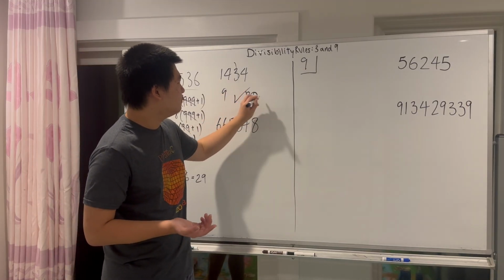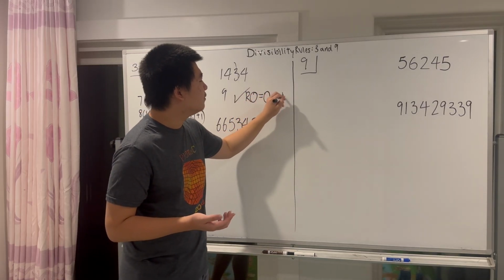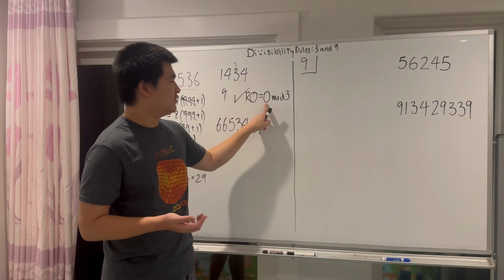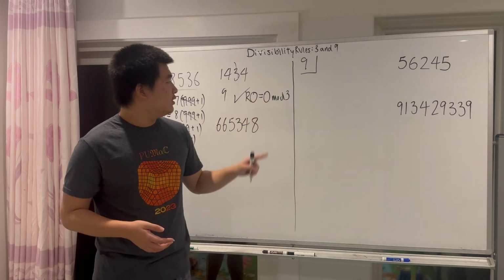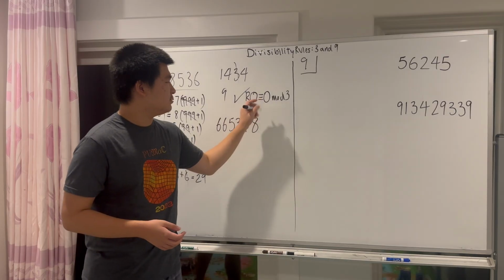Remainder 0, or you could say 0 mod 3. It has a remainder of 0 when you divide it by 3. This number is 0 mod 3. Also, you would write this, but yeah.